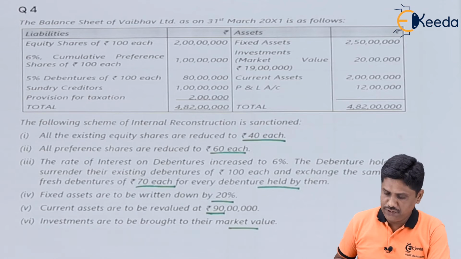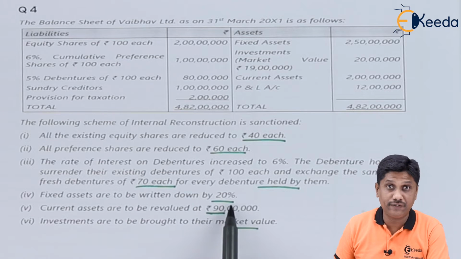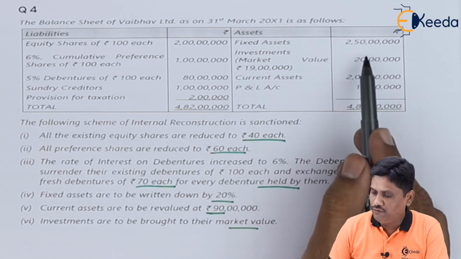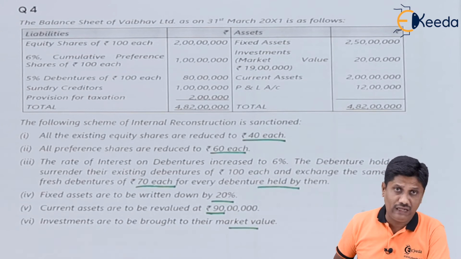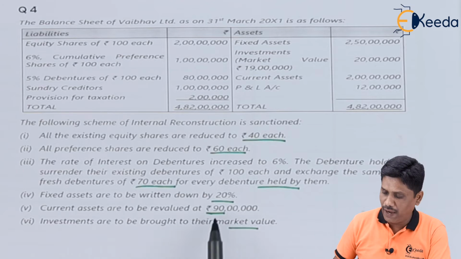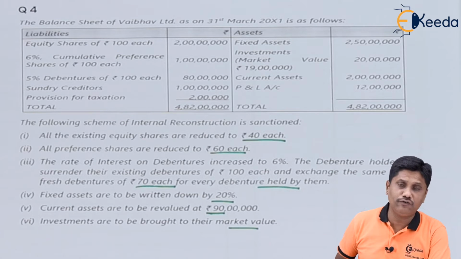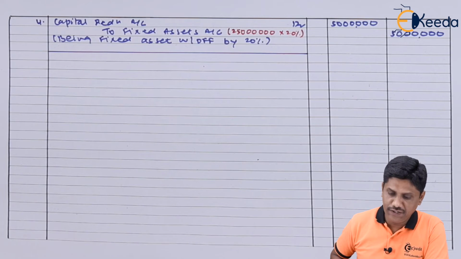Let's see information number 4. Fixed assets are written down by 20%, means fixed assets are reduced by 20%. Amount of fixed asset is 2 crore 50 lakhs, so 20% comes to 50 lakhs. So it is reduced by 50 lakhs. So your entry will be capital reduction account debit to fixed asset account 50 lakhs. Friends, let us see the entry.